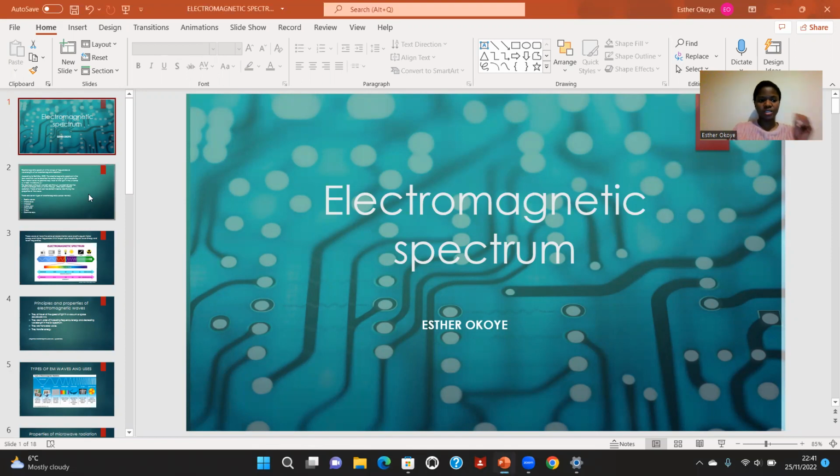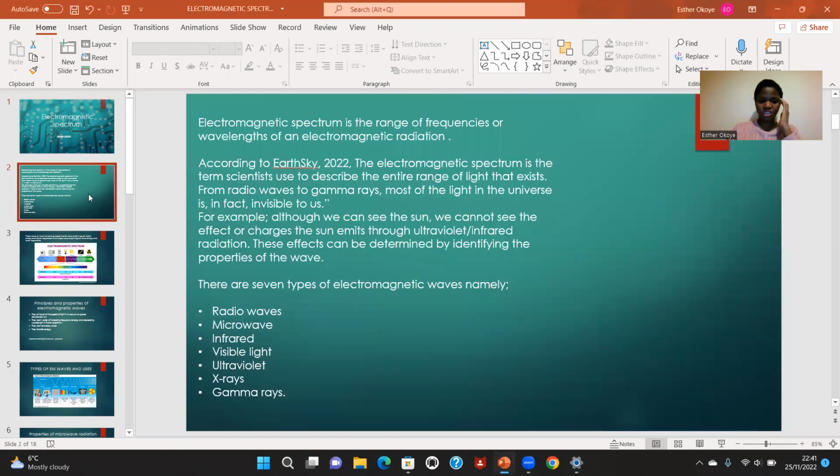This assignment covers what the electromagnetic spectrum is. It is a range of frequencies or wavelengths of electromagnetic radiation. According to ESCA, the term electromagnetic spectrum is what scientists use to describe the entire range of light that exists. From radio waves to gamma rays, most of the light in the universe is in fact invisible to us. For example, although we can see the sun, we cannot see the effects the sun emits through infrared radiation or ultraviolet waves.